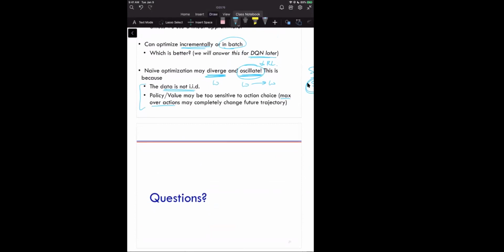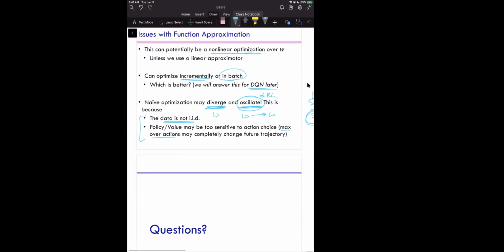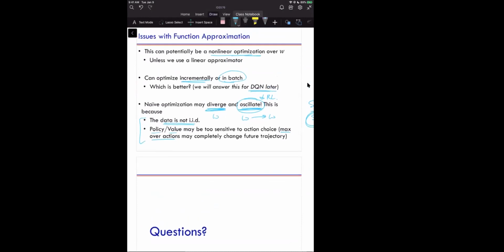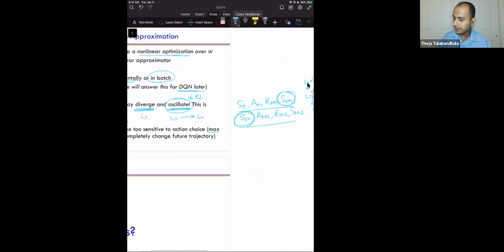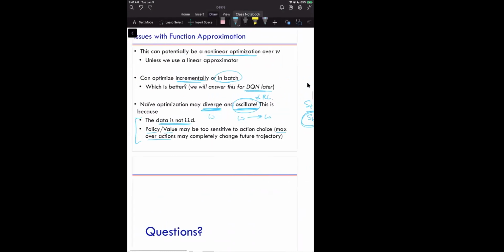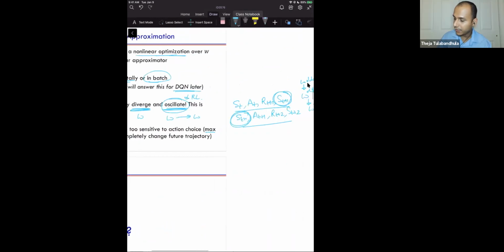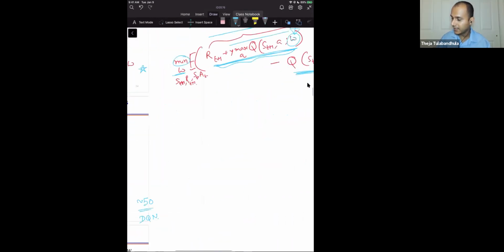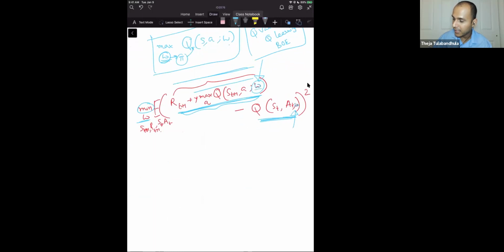Could you repeat the second point? Like, policy or value may be too sensitive to action. Oh yeah. All I meant is that your target, recall, if you go back here, this target. So if I change W slightly, maybe instead of action 1 being the maximizer, action 10 is the maximizer. Let's think of the breakout game. Maybe action 1 is to go to the left, and action 10 is to go to the right.